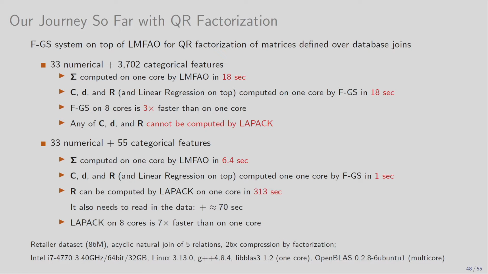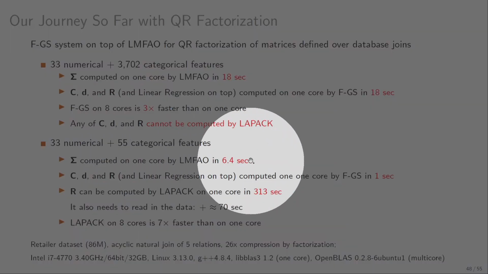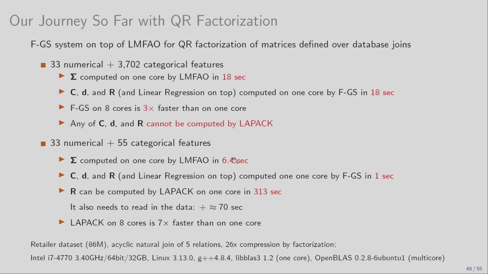And then we looked at a fragment of this data set with only 55 categorical features, so we basically threw away columns corresponding to categorical variables. And now sigma could be computed in 6.4 seconds. The matrices we need for QR decomposition take only 1 second. And the matrix R can be computed by LAPACK in 313 seconds on one core. But it will also need to read the data in, which will be 70 seconds. And on all 8 cores, its performance is about 7 times better.